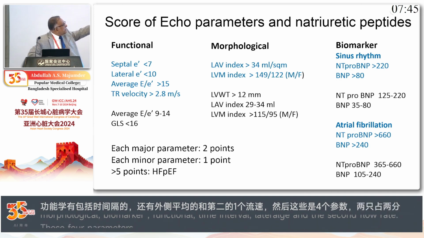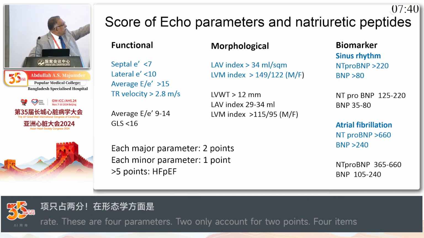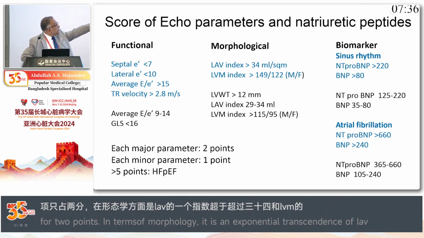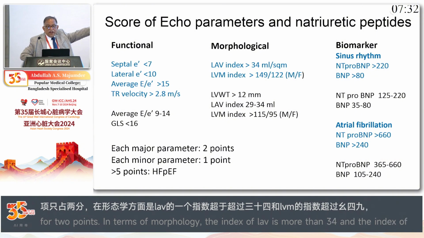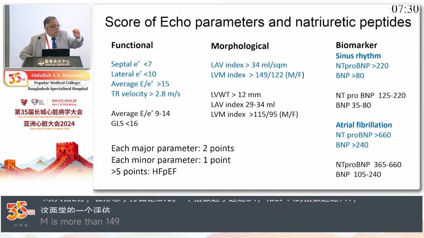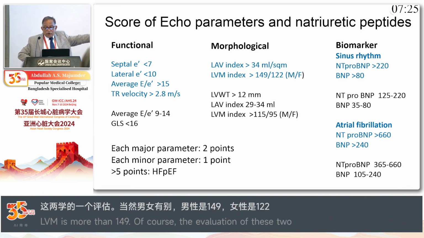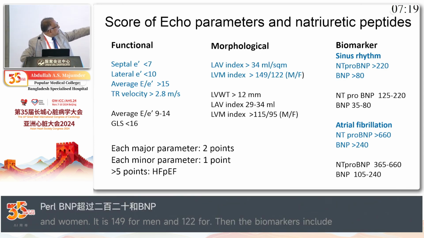And the morphological: left atrial volume index more than 34, and left ventricular mass index more than 149 in males and 122 in females. These are also 2 points for the major parameter. And the biomarker: in sinus rhythm, NT-proBNP more than 220, or BNP more than 80. These are 2 points. These are the 6 points.